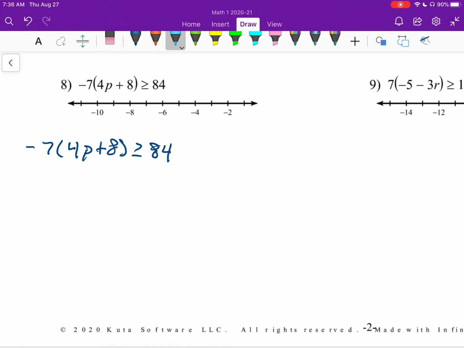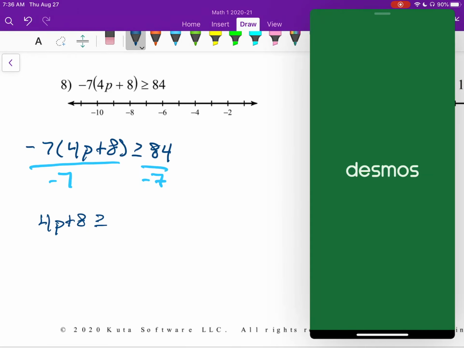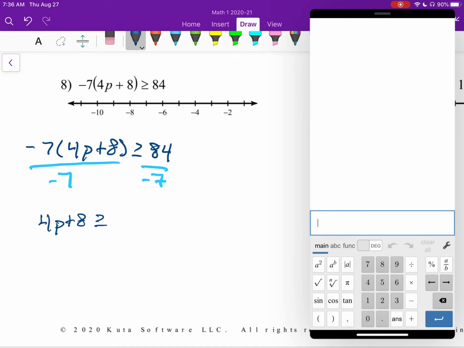Okay. What I'm going to do here is I'm going to divide both sides by negative 7. You could have distributed in that negative 7, but then you just have to divide by something later on. So I'm just going to divide by it right now. So on the left, I'm going to have 4p plus 8 is greater than or equal to, and what is 84 divided by 7? 84 divided by 7, 12, and it's going to be a negative 12.